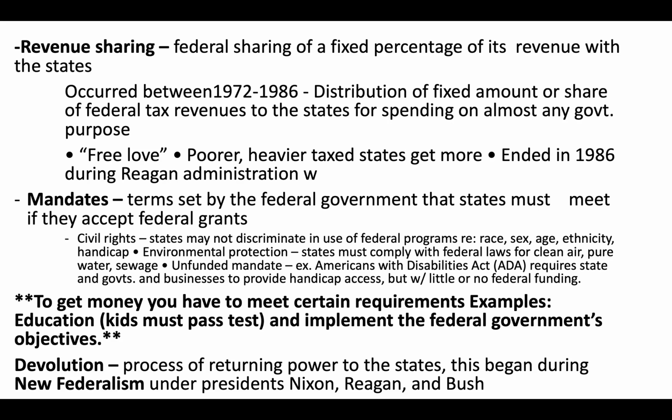A mandate is a term by the federal government that states must meet if they accept federal funds. Did you know that up until the 1970s, I think it was 77, anyone over the age of 18 could drink? In 77, they changed it from 18 to 21. A lot of states did not want to change it. There were a lot of states who were like, hell no. And their big argument was, if I can send this kid to war, why can't he order a beer? Which is a pretty good argument. Whatever your thoughts are, it's a pretty good argument.